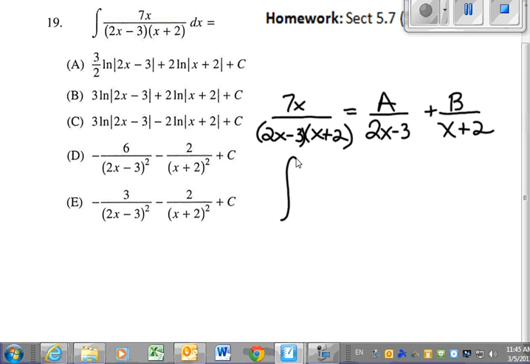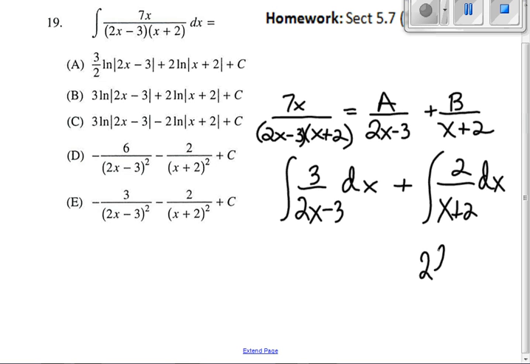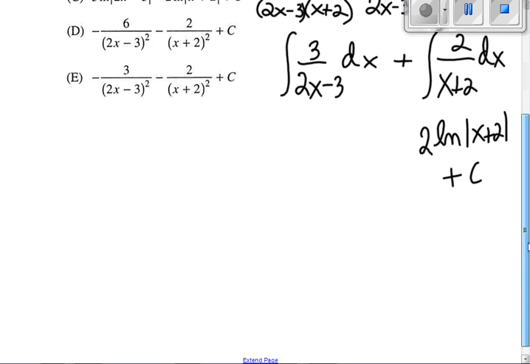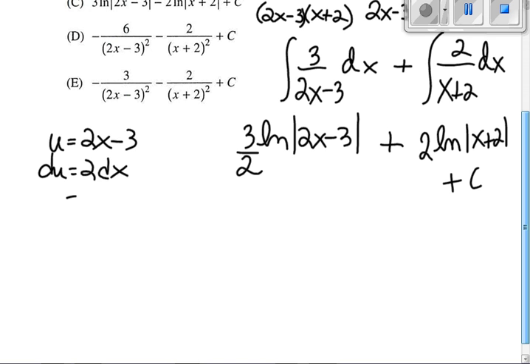Because what do we get? We get the integral. What does A end up being? 3? And B is 2. The second one is 2 times the log of the absolute value of x plus 2. But this one is 3, and if you take the log of 2x minus 3 and you take the derivative of it, the problem is you have a 2 there. So I have to divide by the 2. Another way to do it is if you let u equal 2x minus 3, then du is equal to 2 dx. So I use substitutions. I like them. But you should be able to look at them and see.